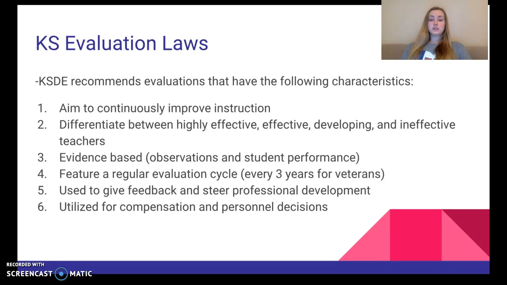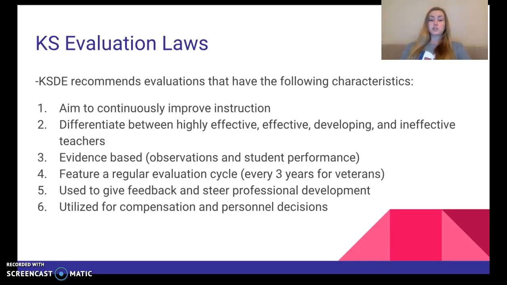So the aim here is, essentially, Kansas has a few different metrics that they want districts to focus on, and then leaves the specific procedures up to the districts to decide. But these six ideas are things that Kansas wants districts to focus on. So they want it to be about continuous improvement. We want to be continually improving all of our teachers, not just our ineffective ones. We want to differentiate between who is an effective teacher and who is not an effective teacher.